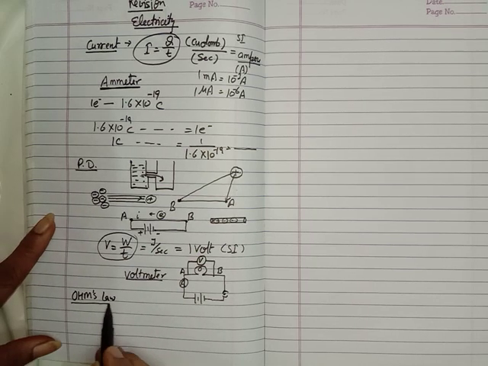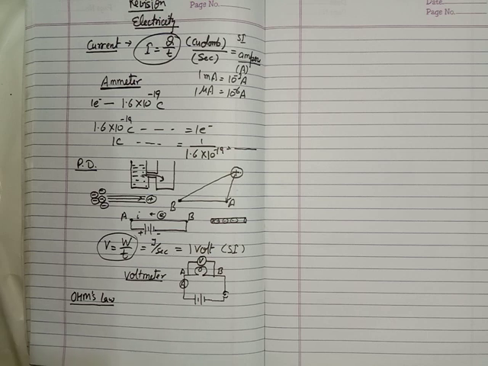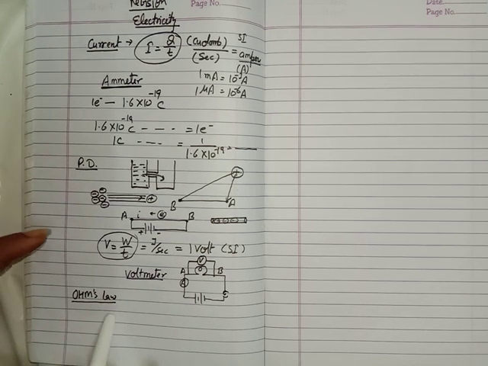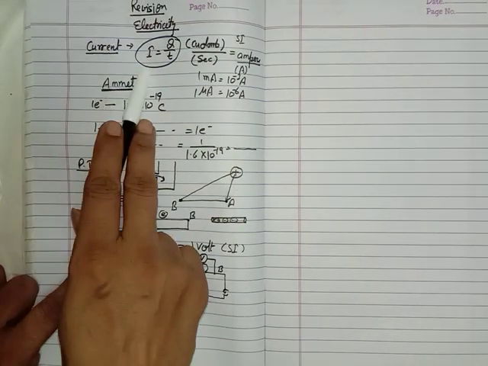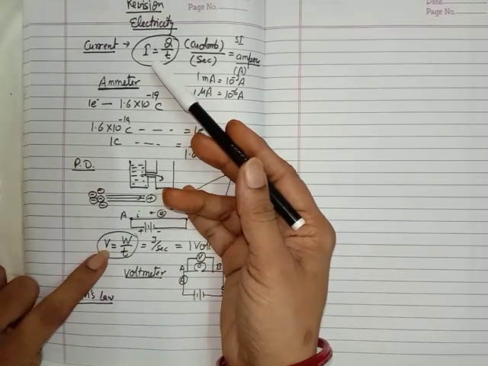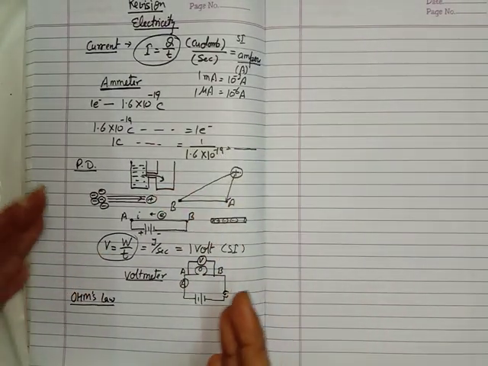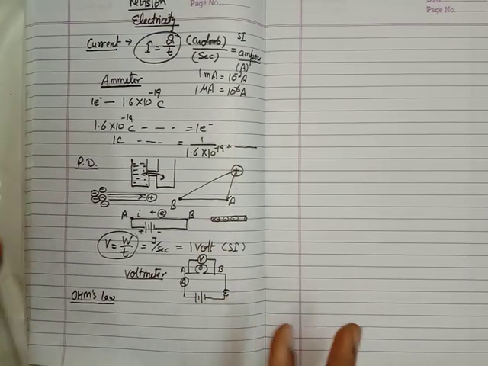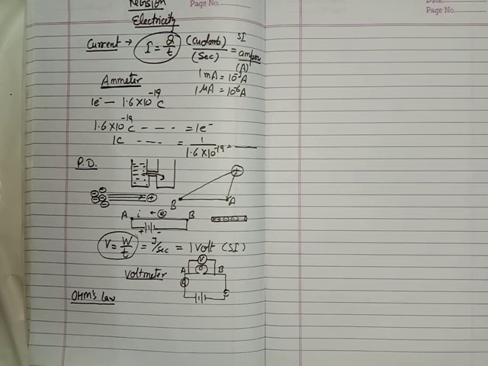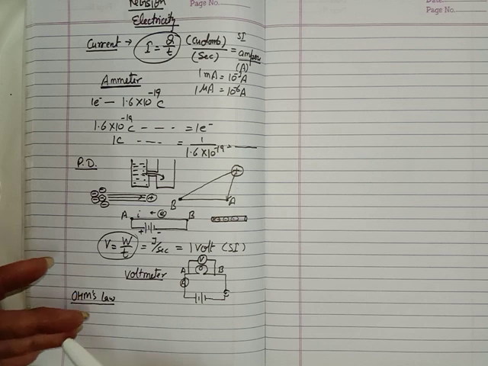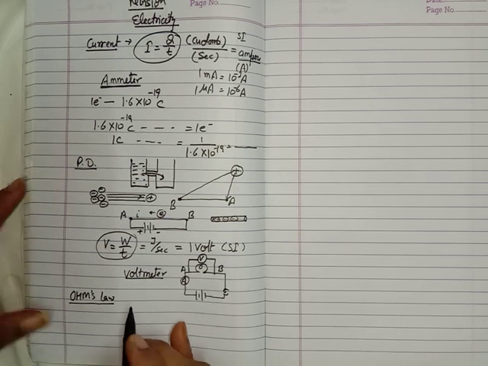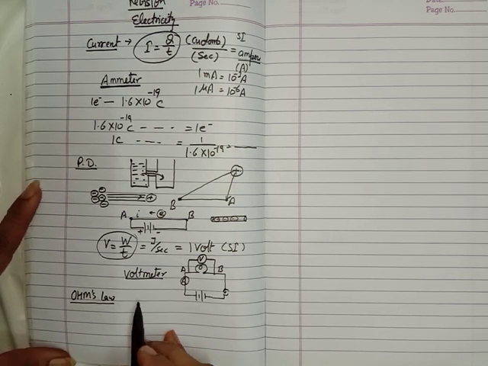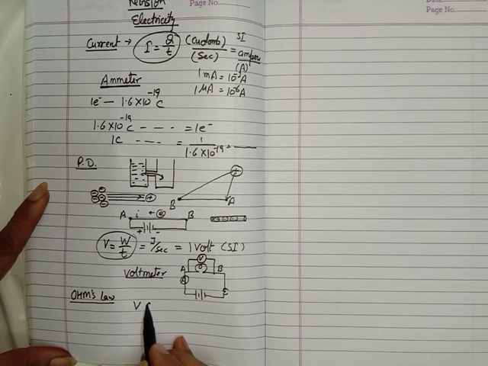Actually, Ohm, whose full name is Georg Simon Ohm, was the first scientist who found the relationship between the potential difference and the current. He found this relation by using a circuit, and this relation is called Ohm's law. What happens if we change the current in the circuit, or change the potential difference in the circuit? He found that the current is directly proportional to the potential difference across 2 points.